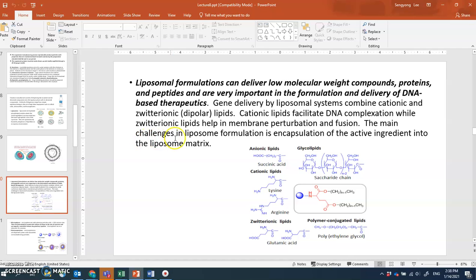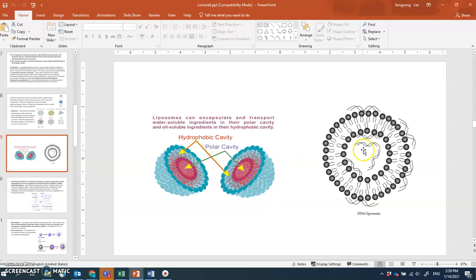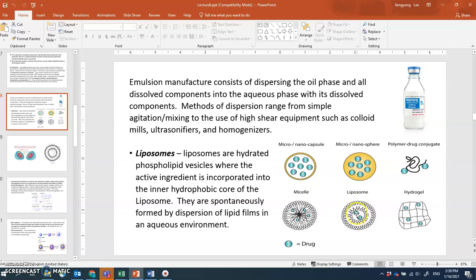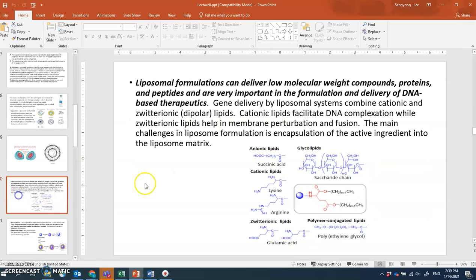The main challenge in liposome formulation is encapsulation of the active ingredient into the liposome matrix. What that means is, how do you insert your active ingredient here? So here inside. So that's what it means. It's a little tough. Okay.